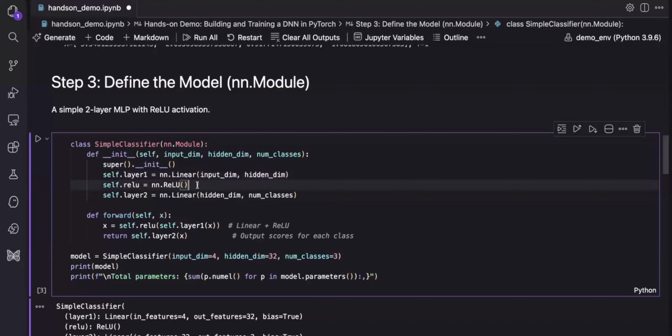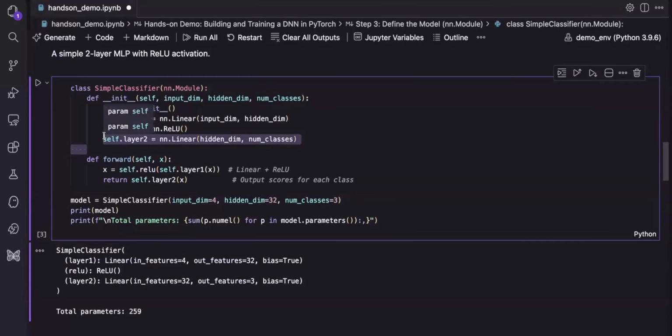In the next layer, we have our ReLU layer. Notice that this is defined as a layer in init, not called as a function later. We store it as a part of the model. This is standard PyTorch pattern. Define the ReLU once as a layer and call it in forward.